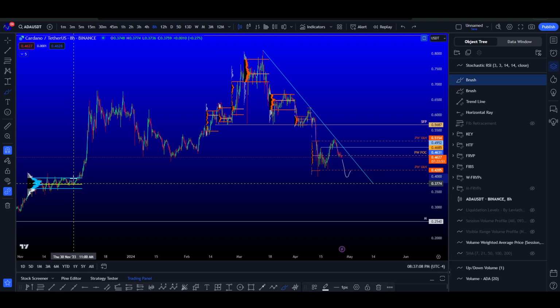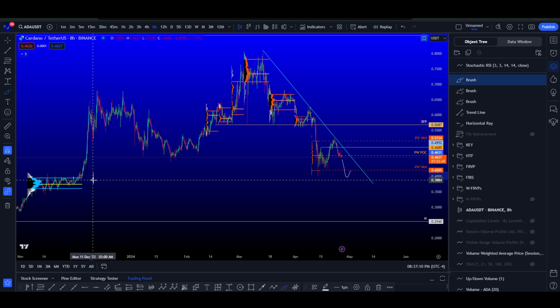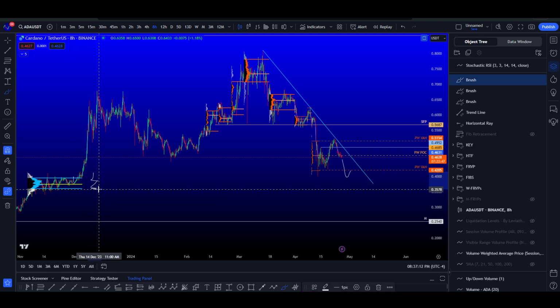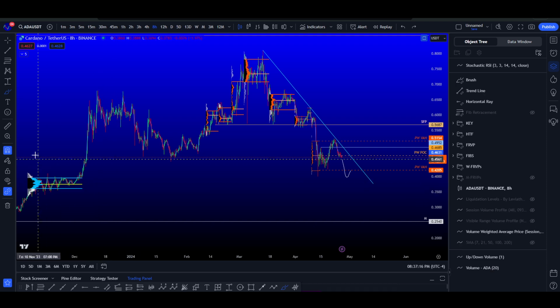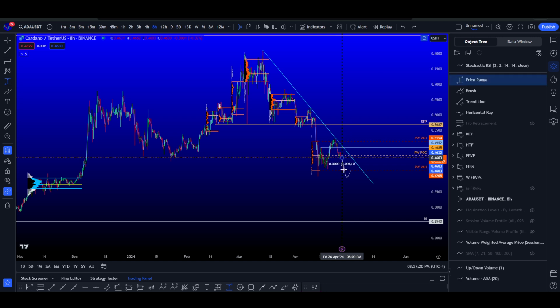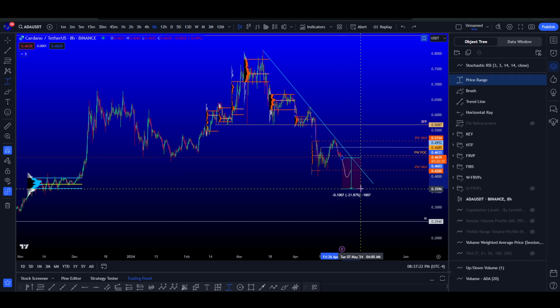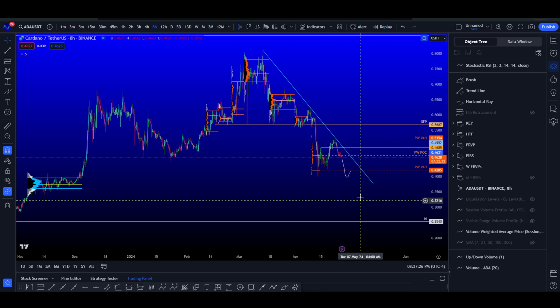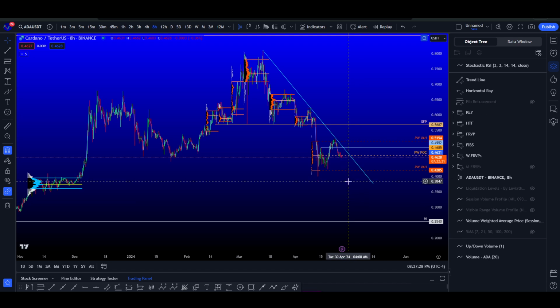And if we get acceptance into these levels, then you're expecting to rotate all the way down to the bottom, which would be at around 36 cents. Now, how far down is that compared to the price that we are currently at now? That would be a 21% drop from the current price, right? So that is definitely still on the table.